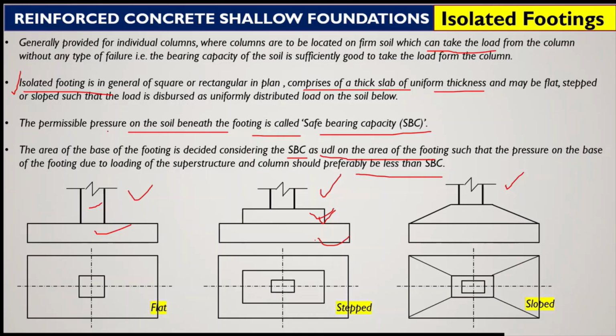So three types of footing we have decided. One is flat footing, second is stepped footing, and third is sloped footing. And flat footing may be square in size or rectangular in size. Now, combined footing.